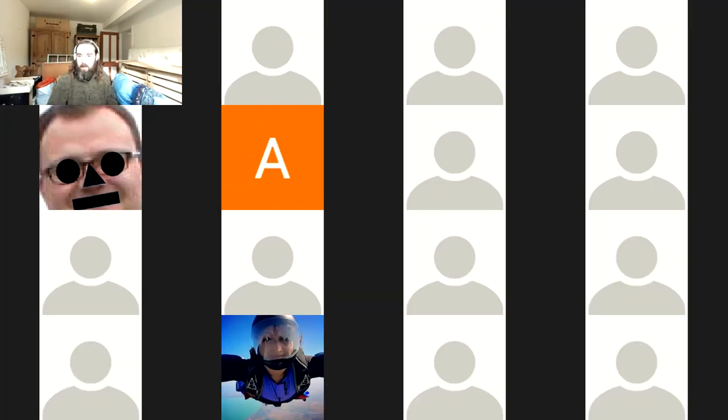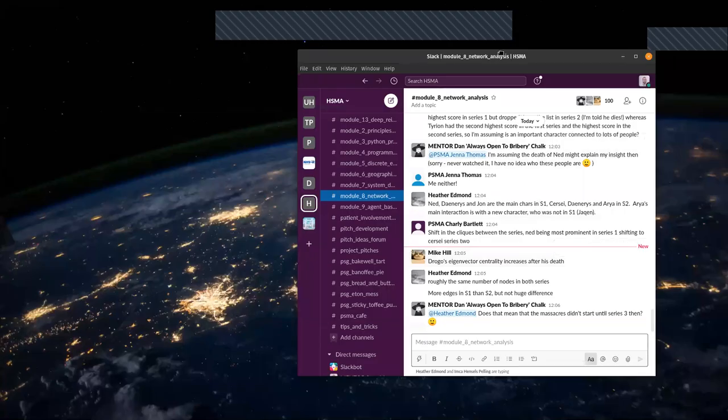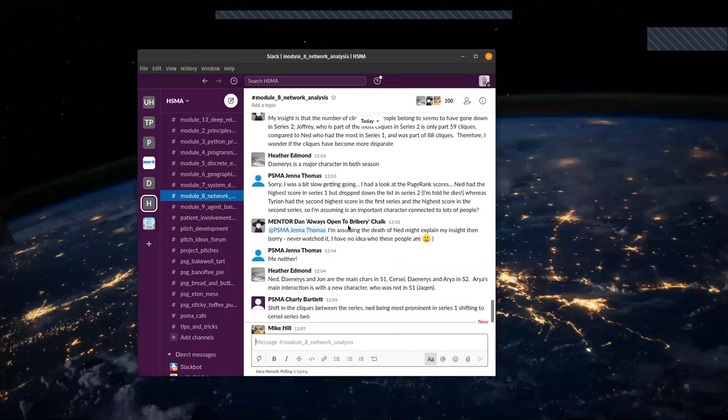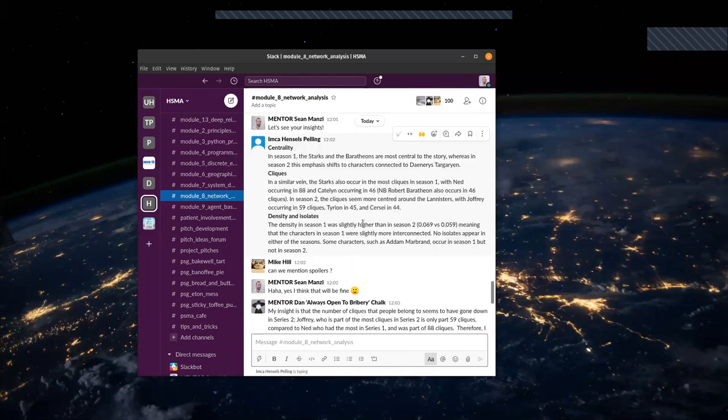Okay, just going to share my screen with Slack on it. So let's have a little look at what we've got here. Imka's come up with some nice insights around centrality, cliques, density and isolates. We see Starks and Baratheons central to the story in season 1, where that shifts to those connected to Daenerys and the Targaryens in season 2.